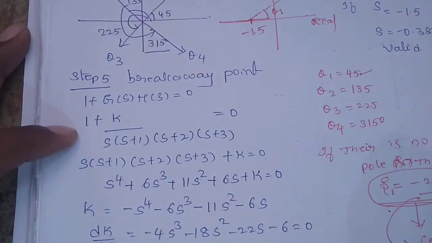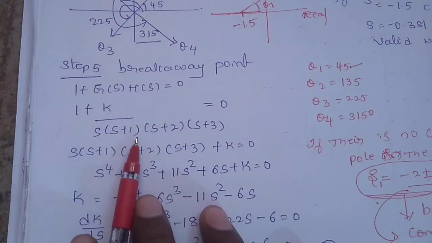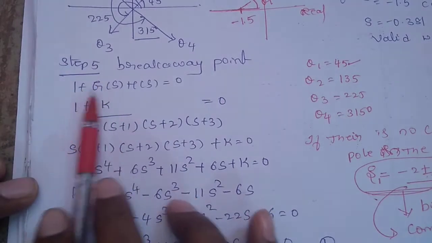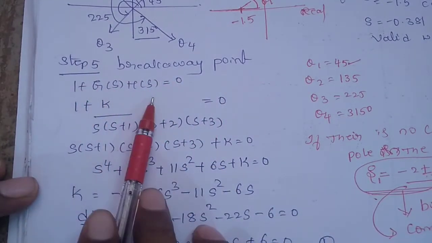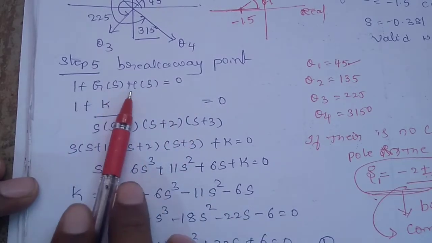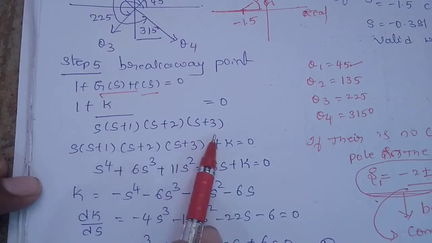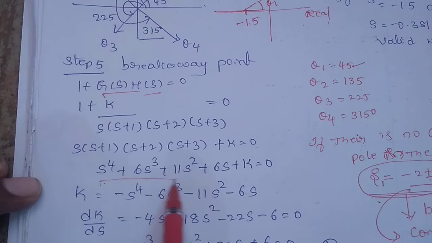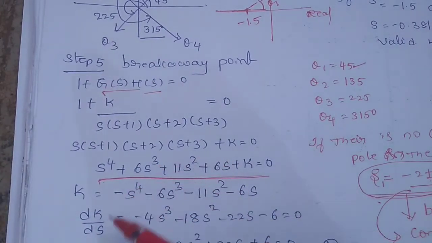To find the breakaway point, we can use this formula: 1 plus g of s into h of s equal to 0. We know g of s into h of s. Substitute this, then simplify it. We will get this equation here. So to find the breakaway point, rewrite this equation in terms of k. We will get k equals minus s power 4 minus 6s cube minus 11s square minus 6s.